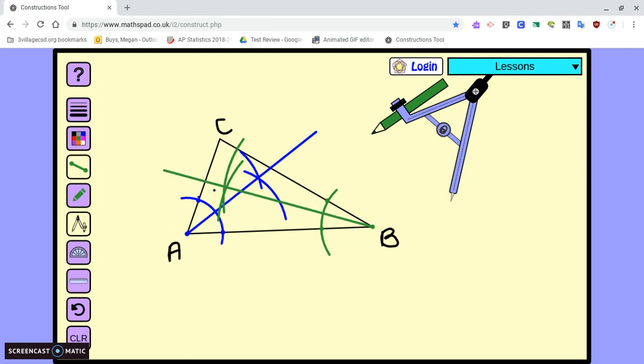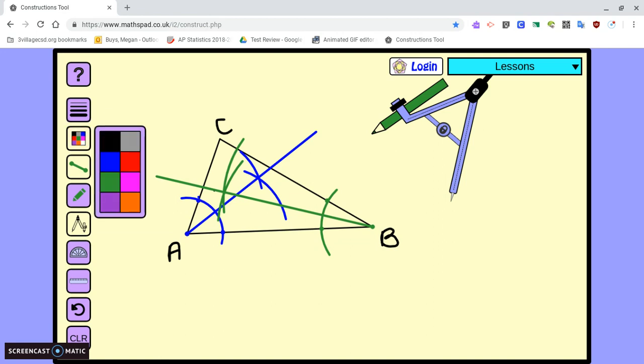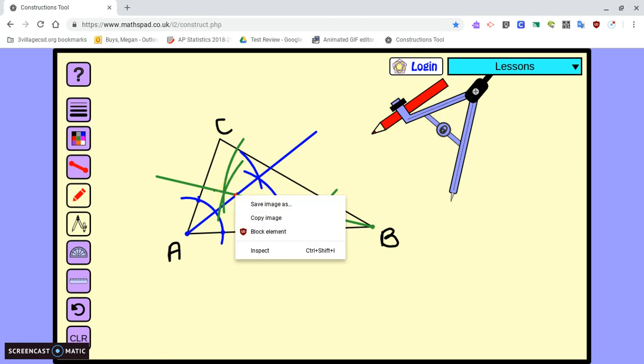So from B, we're going to draw through right about there. Now, remember we were going to label our intersection as point M. So I'm just going to make it a little thicker so we can see exactly where our point is. That's point M.